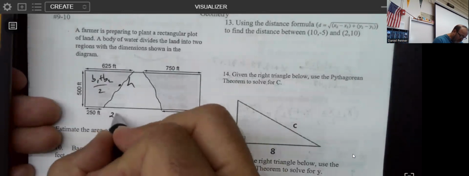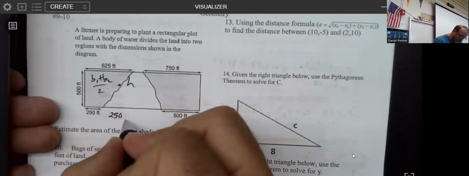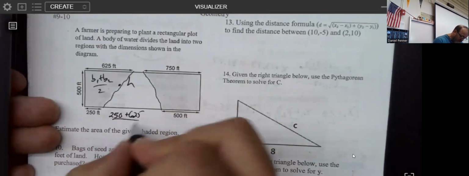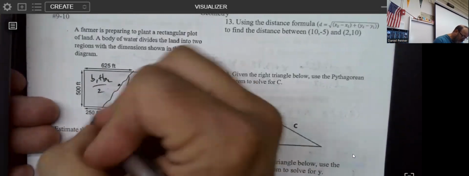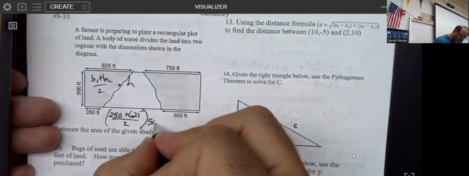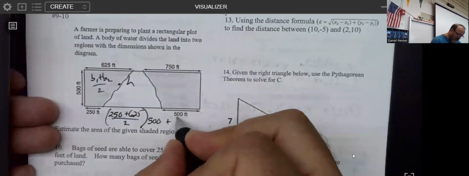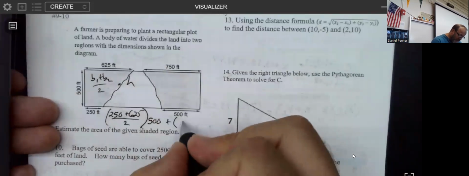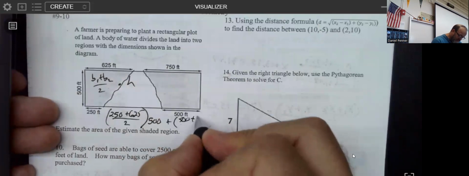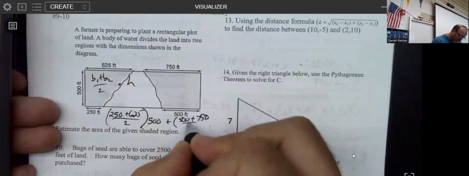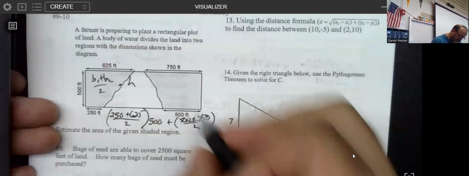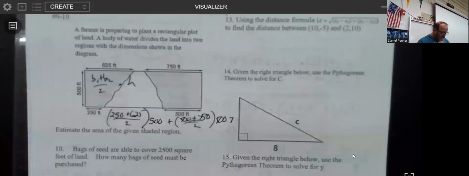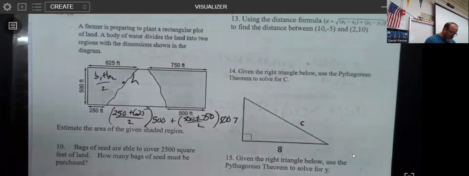So the area would be 250, because that's one of the bases, plus 625, that's another base, divided by 2, multiplied by the height, 500. But then we also additionally have this other chunk over here, which is a 500 base plus 750 base. But it also has the same height as this one, 500. Now, if we go through that, let's see what that comes out to.